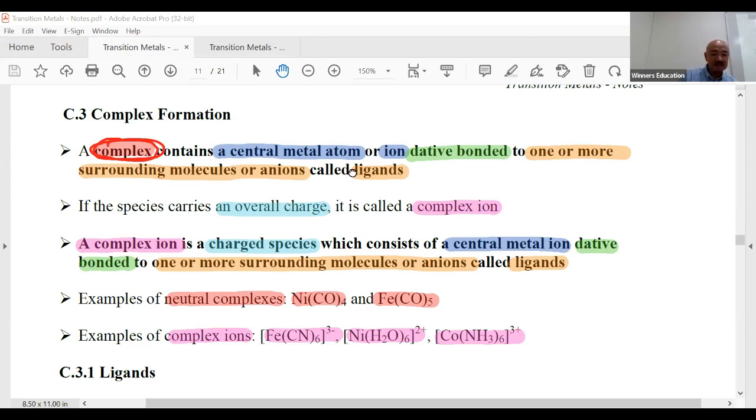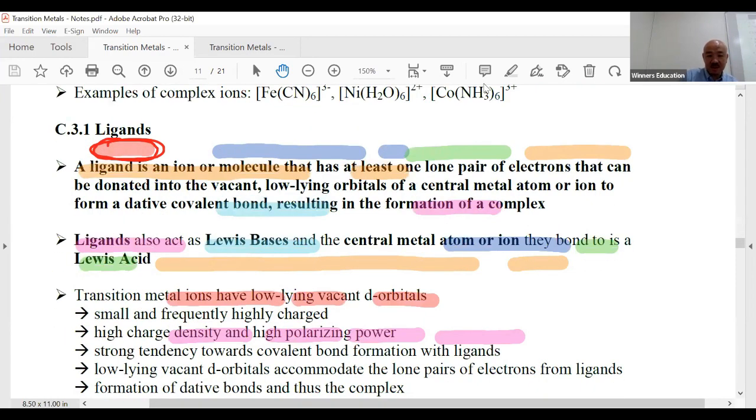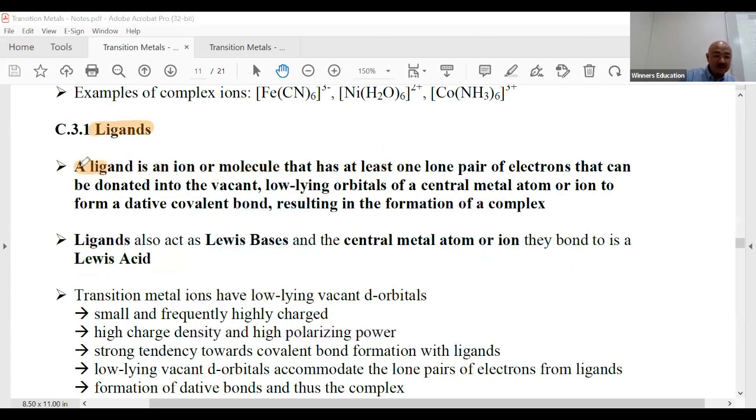What about ligands? Ligands, all these you love to ask. A ligand is basically an ion or molecule that once again has at least one lone pair of electrons that can be donated into a vacant, empty, low-lying, usually d orbital of the central metal atom or ion, again through dative bonding, and results in the formation of a complex. So again, the complex could be a neutral complex or a complex ion.